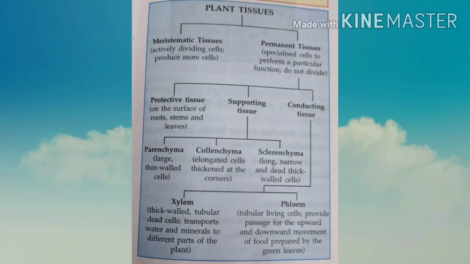Next, supporting tissue. Supporting tissue has mainly three categories: parenchyma, collenchyma, and sclerenchyma. And all these we will divide in three subcategories. Number 1, structure or characteristics. Number 2, location. And number 3, function. So let's start with the parenchyma. First, structure.